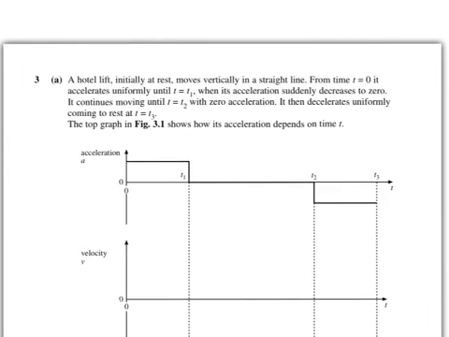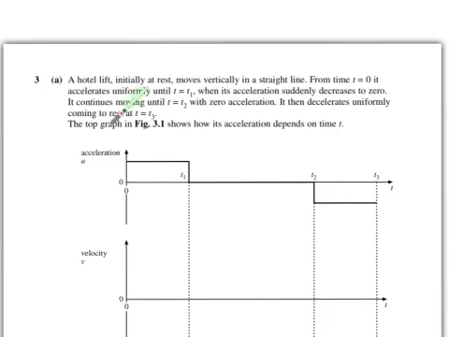We're on question 3. It reads: a hotel lift initially at rest moves vertically in a straight line. From time t equals 0 it accelerates uniformly until t equals t1. Then its acceleration suddenly decreases to 0, and it continues moving until t equals t2 with 0 acceleration. It then decelerates uniformly, coming to rest at t equals t3. Whew. The top graph in figure 3.1 shows how its acceleration depends on time t. So let's get to grips with what this means.